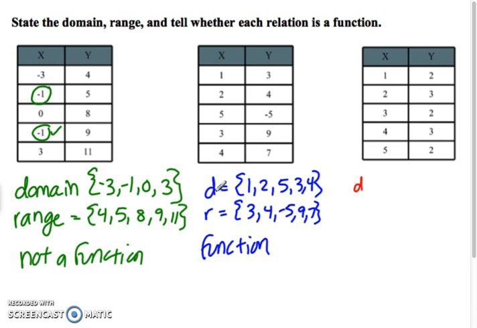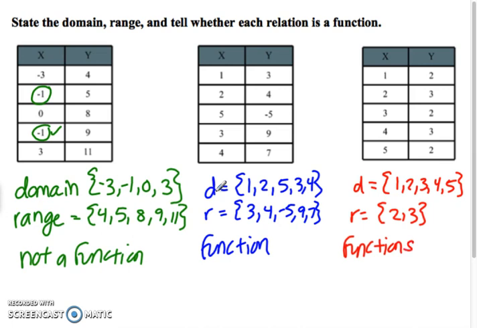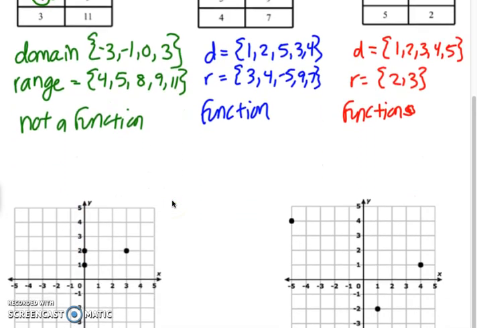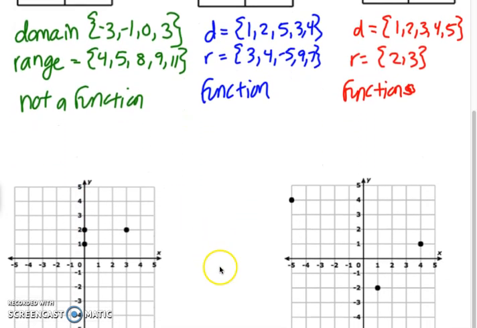On the last one, your domain was 1, 2, 3, 4, and 5. For your range, 2, 3. Okay, and then that is a function because none of my x values repeated. Okay? All right, domain and range from a graph now.